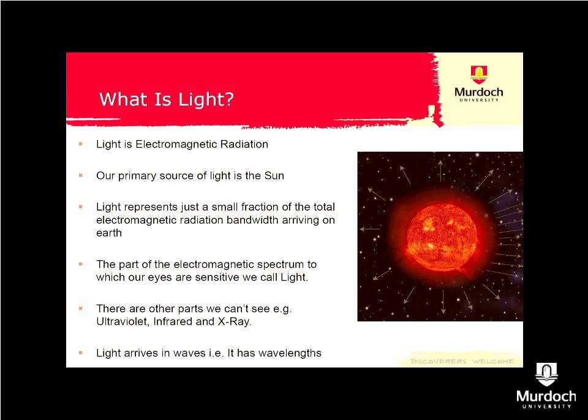Electromagnetic radiation, well, light's actually just really a small part of the total electromagnetic radiation coming from the sun. And there's other types of light that we can't see that is outside of the bandwidth that we can see. Things like ultraviolet, infrared and X-ray. And they provide other areas of photography as well.